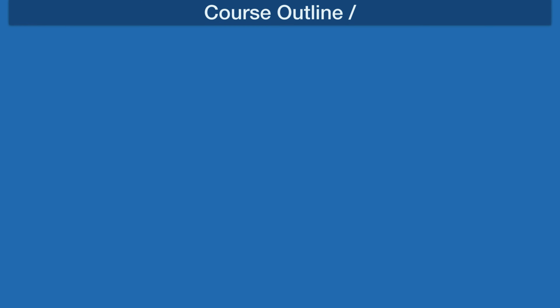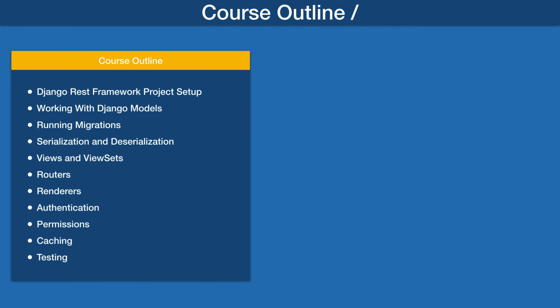The next thing we're going to look at is the course outline. Django REST framework, project setup, working with Django models, running migrations, serialization and deserialization, views and ViewSets, routers, rendering, authentication, permission, caching, testing. There's a lot more that we're going to be talking about. So yeah, this is going to be a complete REST framework course.